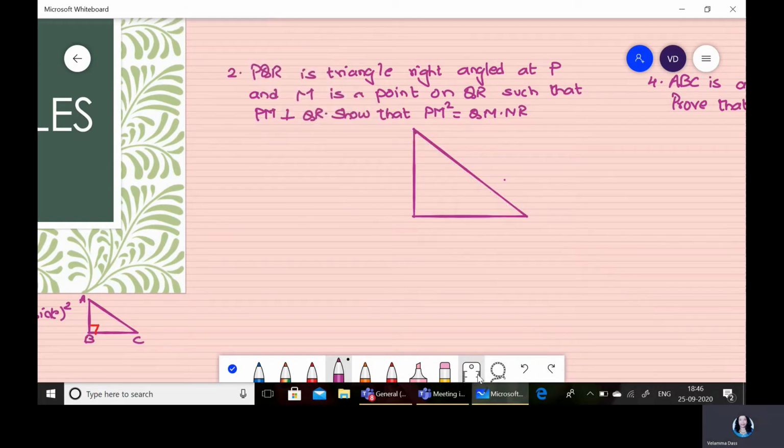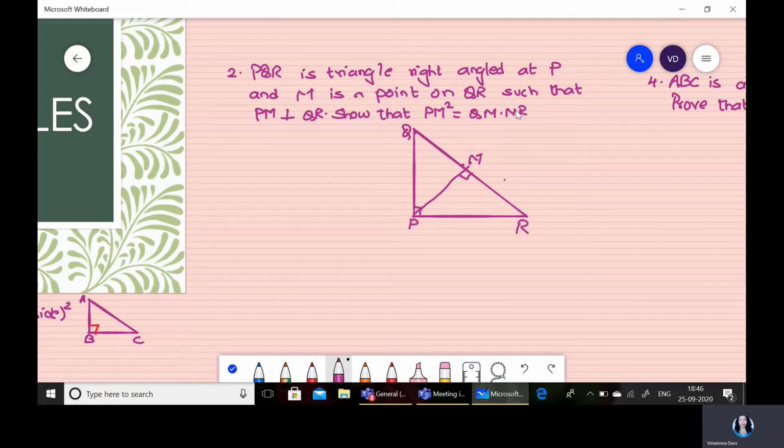Right students? So here I have drawn a right angle triangle which is right angled at P. So this is my point P. This is Q, this is R. Now PQR is right angled at P. M is a point on QR. So let's take a point M on QR such that PM is perpendicular to QR. So here it is given that PM is perpendicular to QR. Show that PM square equals QM into MR.